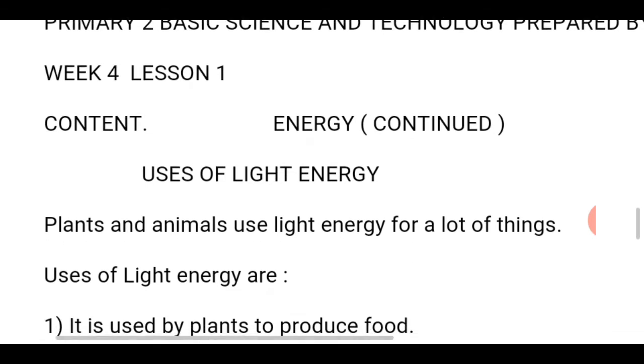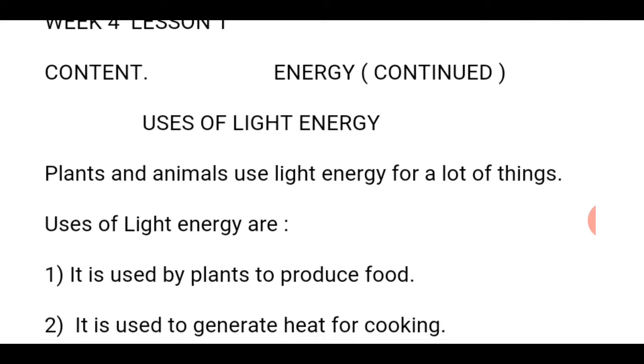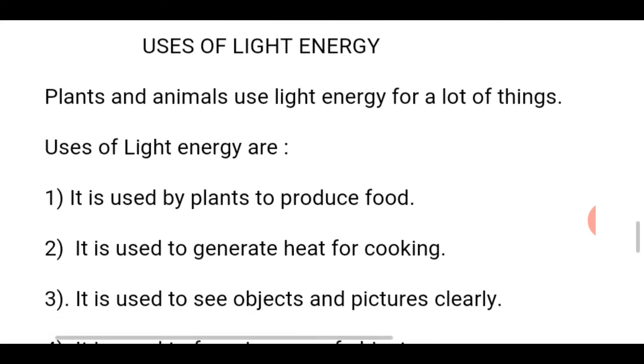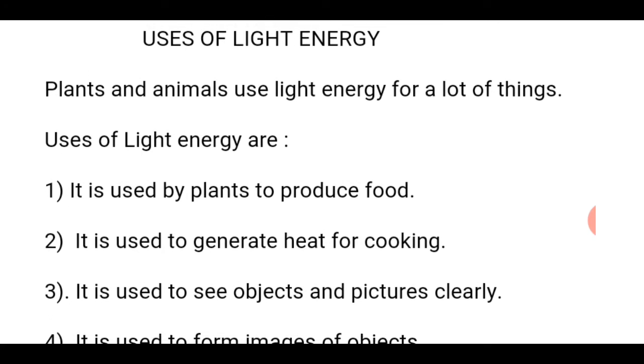From all the forms of energy that I have mentioned, we only discussed one, which is light energy. We explained the meaning of light, and we also discussed the sources of light. I said we have 2 sources of light: natural sources of light and artificial sources of light. So today we will discuss the uses of light. What do we use light energy for? What are the ways that we make use of light?